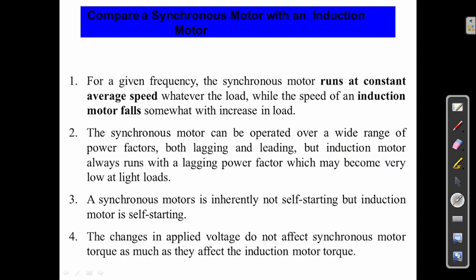But the induction motor always runs with a lagging power factor, which may become very low in light loads, whereas the synchronous motor has a wide range of power factor. Then the synchronous motor is inherently not self-starting, but the induction motor is a self-starting one.